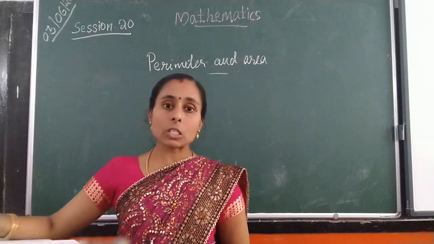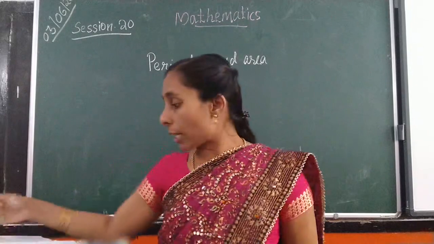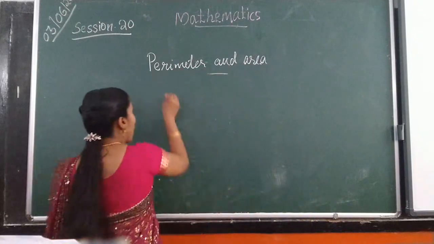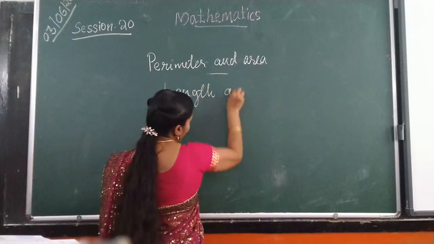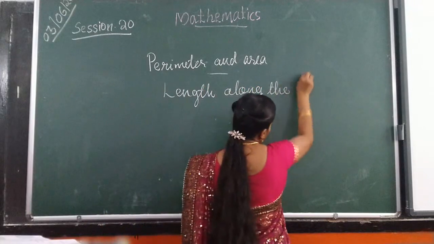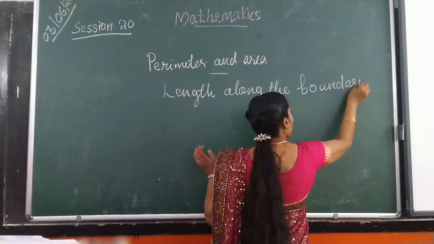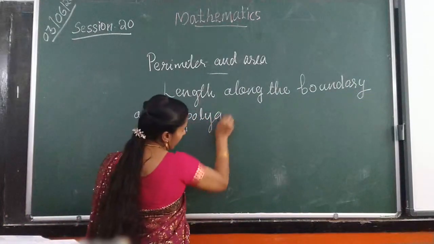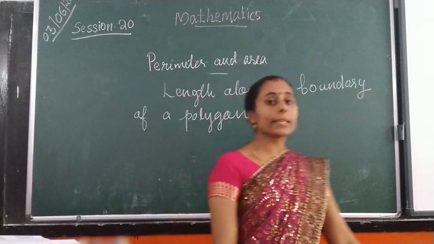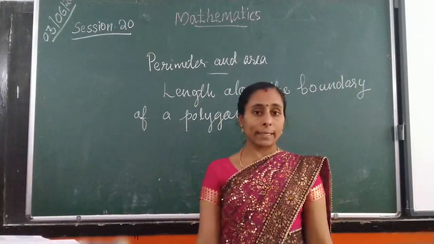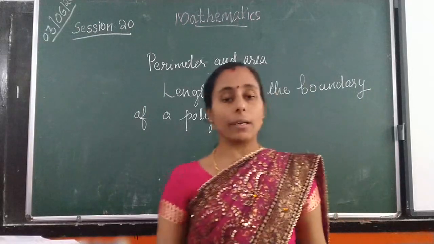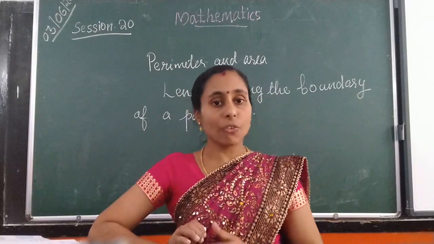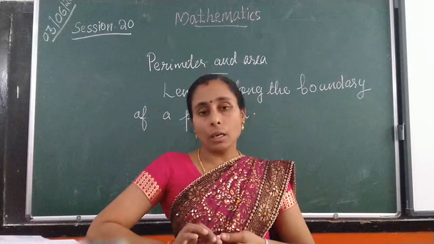What is called perimeter? The length along the boundary of a polygon is called a perimeter. Do you remember what a polygon is? A polygon is a closed figure made by more than three line segments.